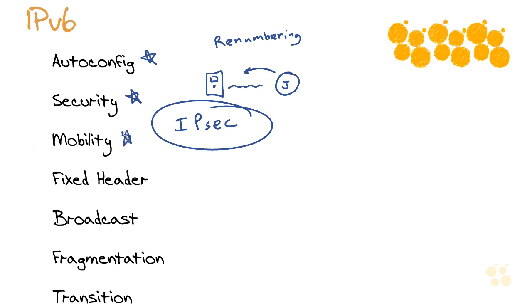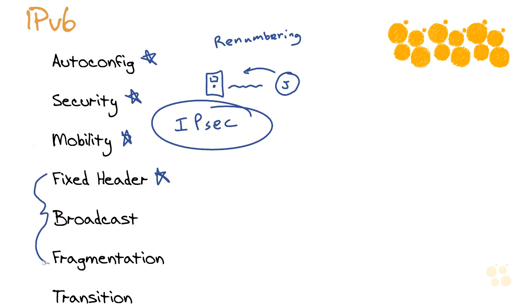Mobility is worked on, so things are so much easier when it comes to maintaining your address as you move from one cloud to the next. There is a fixed header size. In fact, these three are kind of grouped together to show you how they worked on efficiencies.